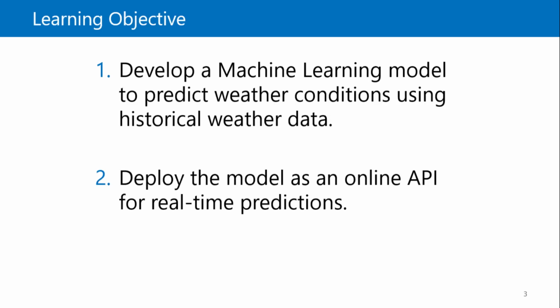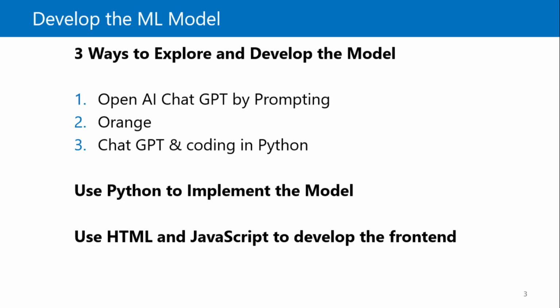Our primary objectives are to train various machine learning models on historical weather data and evaluate the performance using multiple metrics. We aim to deploy the best performing model as a web API and create a front-end interface to interact with this API. Here, we will explore, develop and deploy the model using three different approaches.